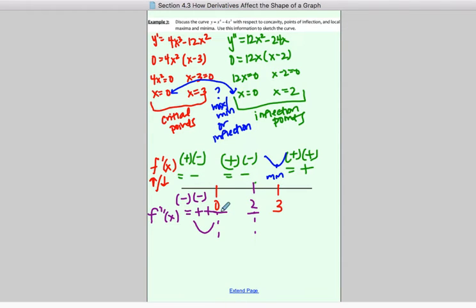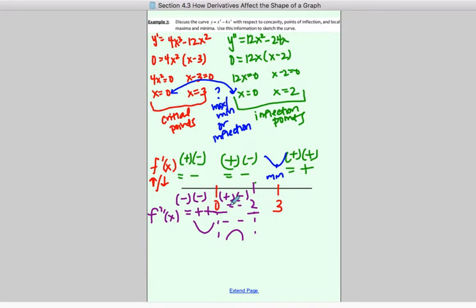Okay, in between 0 and 2, we will plug in 1. 12 times 1 is 12, minus 2 would be, so we got positive, and 1 minus 2 would be negative, so my overall answer is negative. Remember, negative, negative is frowny face, so we are concave down.